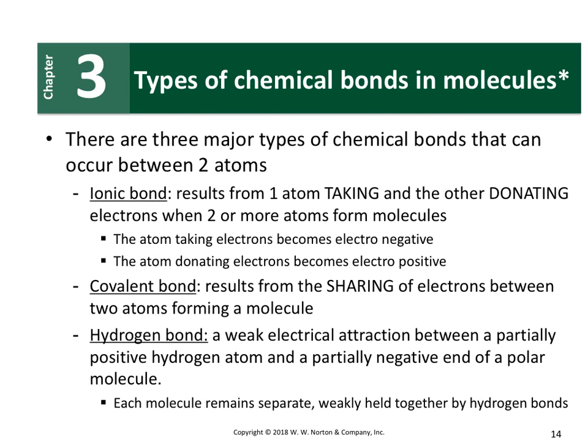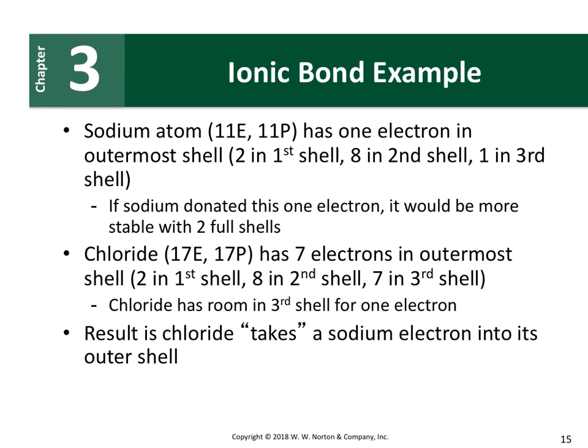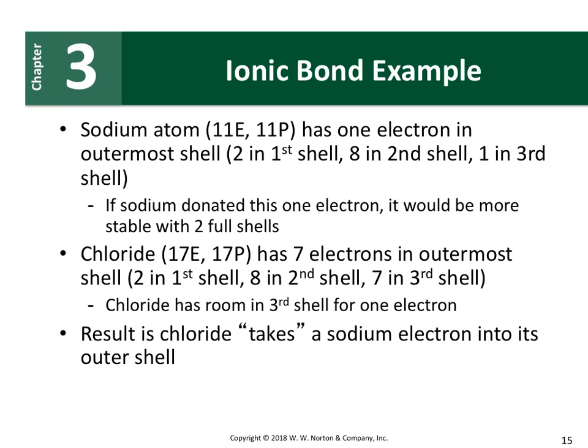Okay, so this is an ionic bond. We're going to go back to sodium chloride. Sodium atoms have 11 protons, 11 electrons, probably 11 neutrons, but maybe 12 or less if they're isotopes.